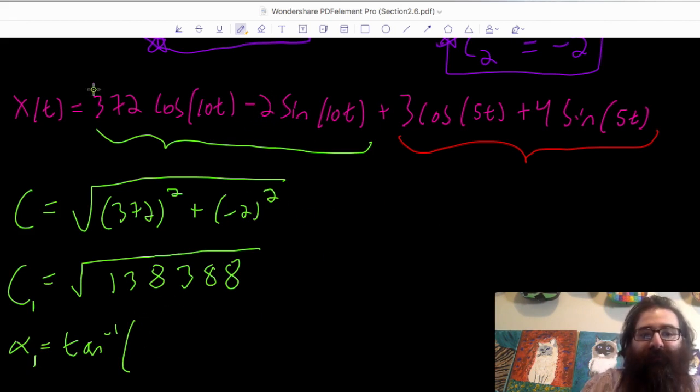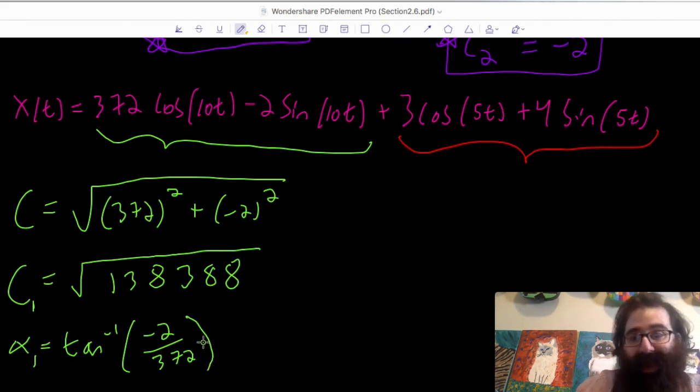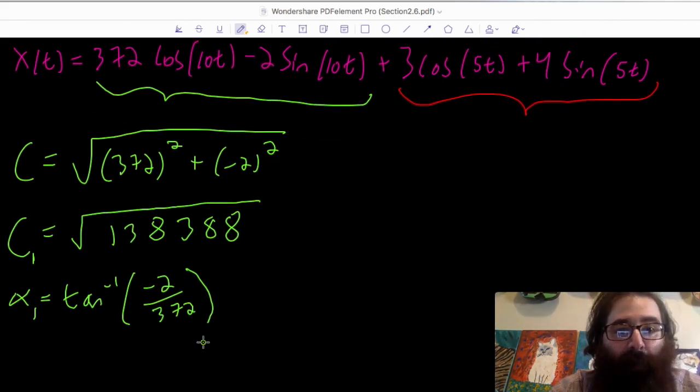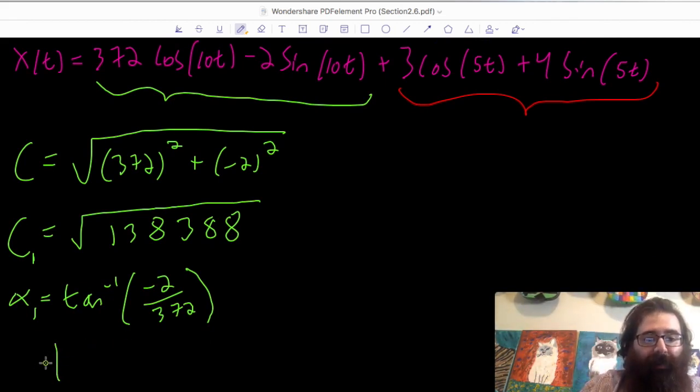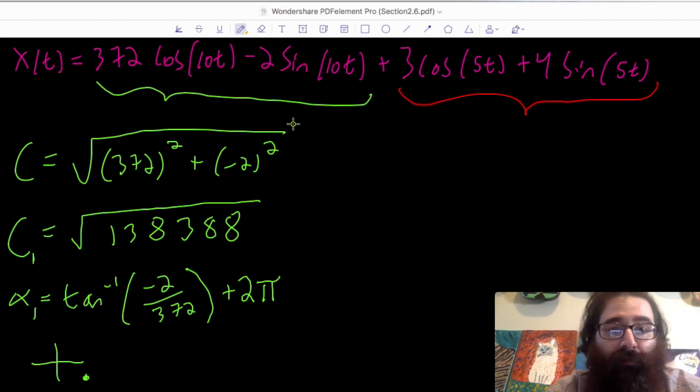So remember, it's tangent inverse of b divided by a, which is negative 2 divided by 372. But wait, I have to think about what quadrant I'm in. If I were to plot a comma b as an ordered pair, a is positive, 372, all the way out there, but positive. B is negative, so that's going to put me in quadrant 4. If you remember, this means I have to add 2 pi to this value. So alpha, for the green stuff, is tangent inverse of negative 2 over 372, and then plus 2 pi. I'm responsible for that plus 2 pi. So that looks like a lot of fun.